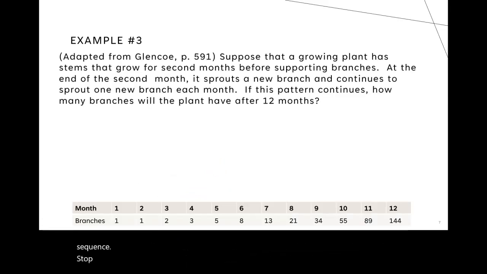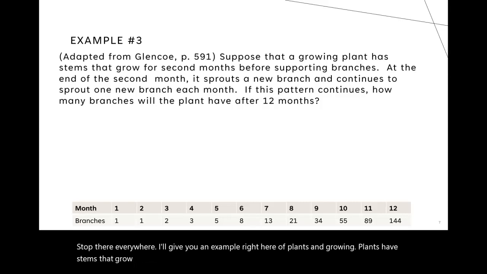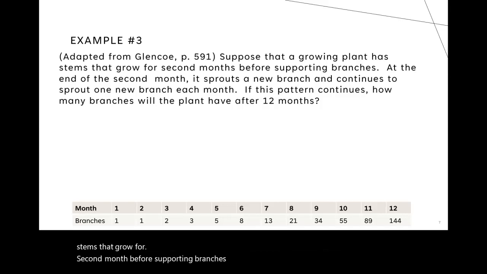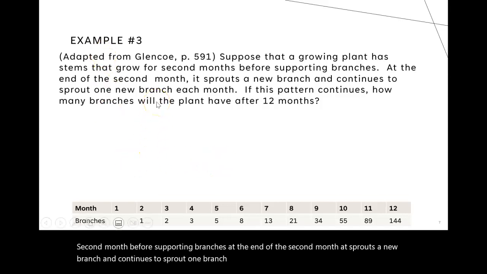So sequences are everywhere. I'll give you an example right here of plants. Growing plants have stems that grow for a second month before supporting branches. At the end of the second month, it sprouts a new branch and continues to sprout one new branch each month. If this pattern continues, how many branches will the plant have after 12 months?